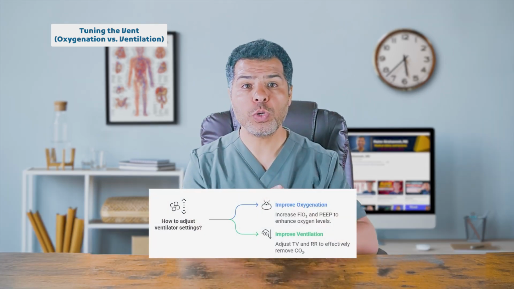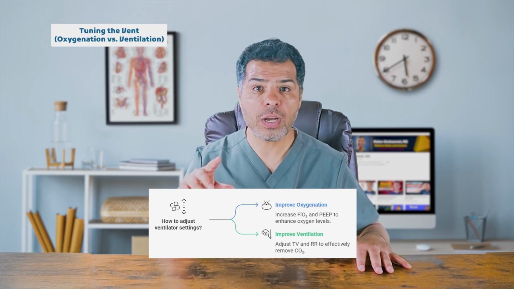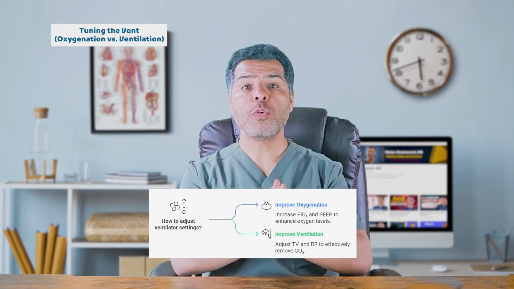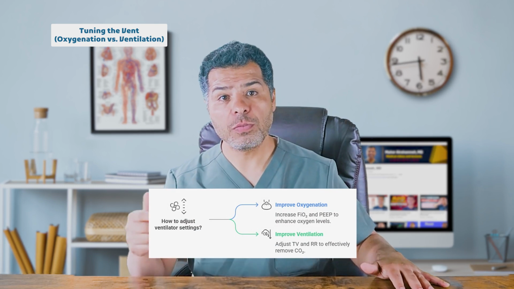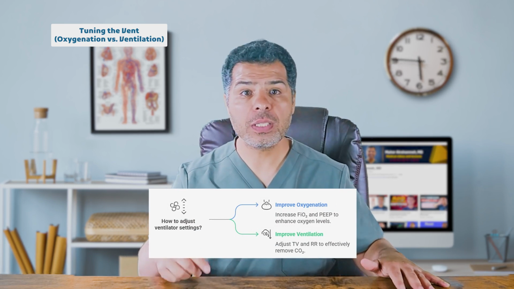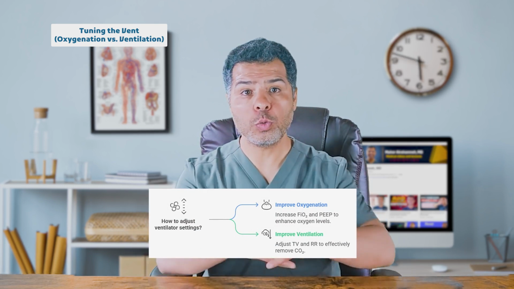Because these are two distinct goals and each is managed by adjusting different ventilator settings. To improve oxygenation, we focus on increasing FiO2 and PEEP. And to improve ventilation, we adjust the tidal volume and inspiratory rate to control the CO2 removal. Now, knowing which knob to turn allows you to make targeted, effective changes based on your patient's needs without overcomplicating things.